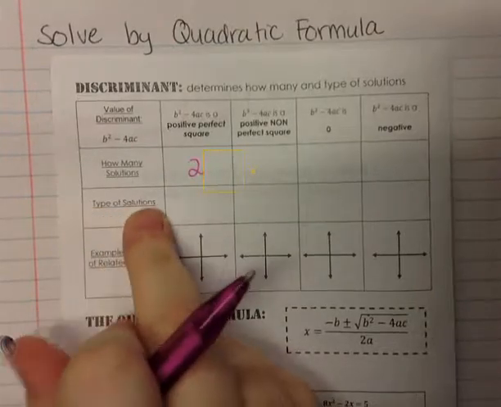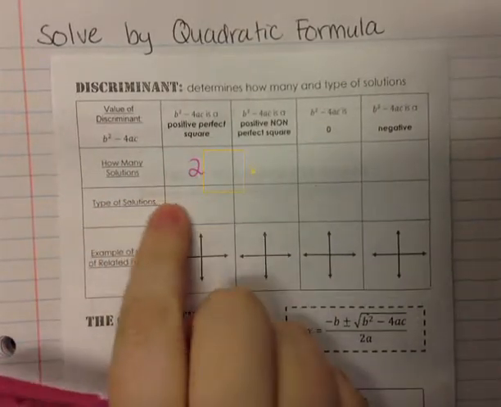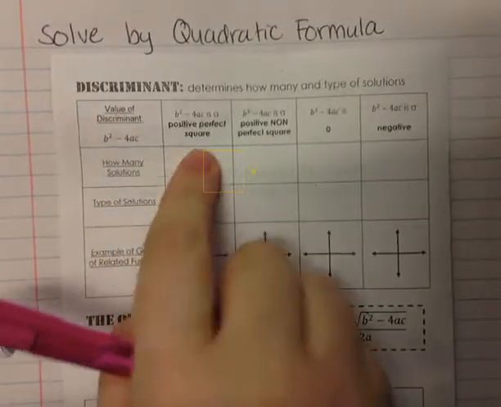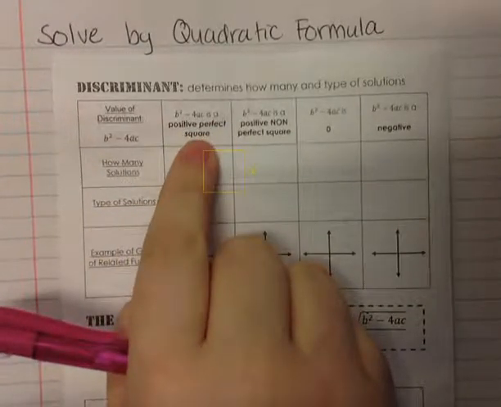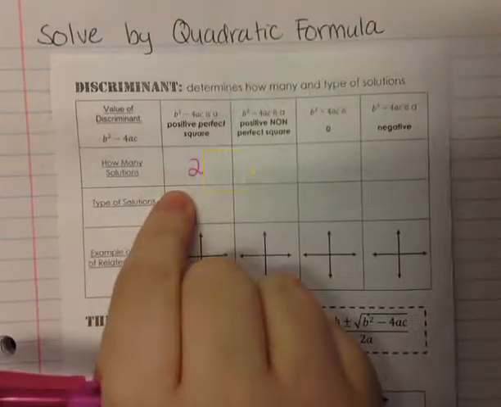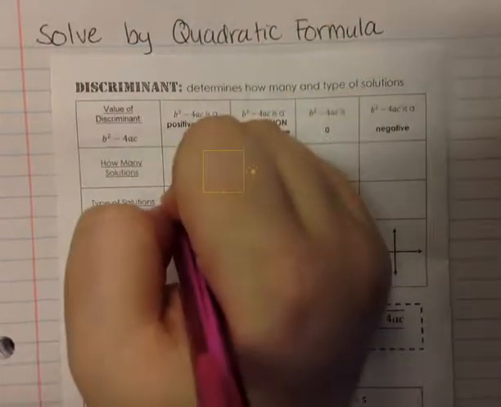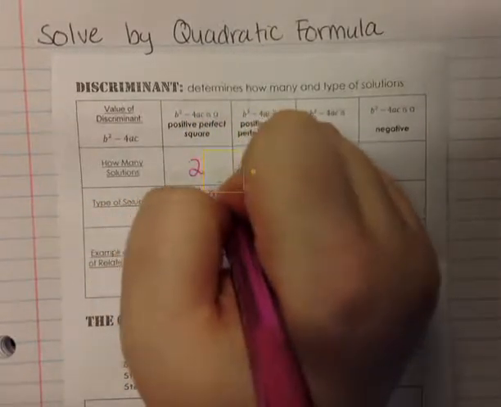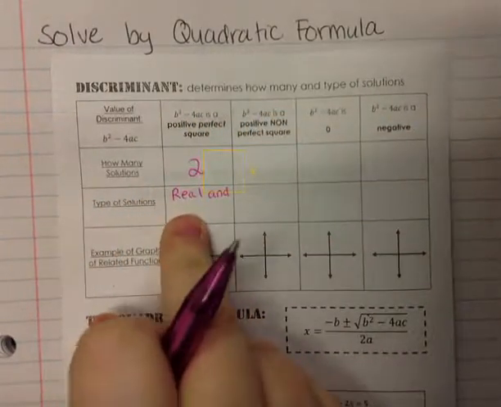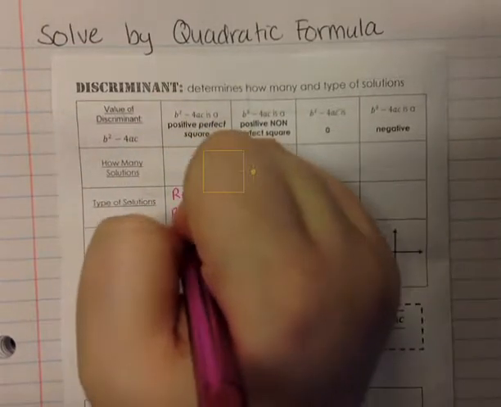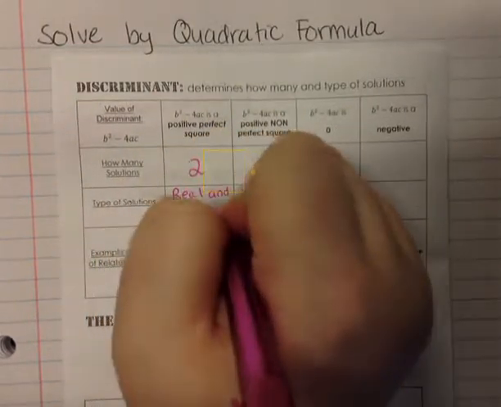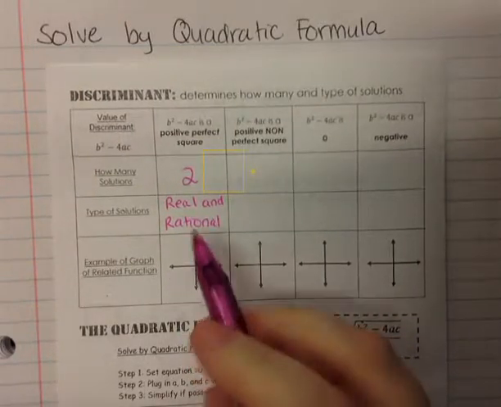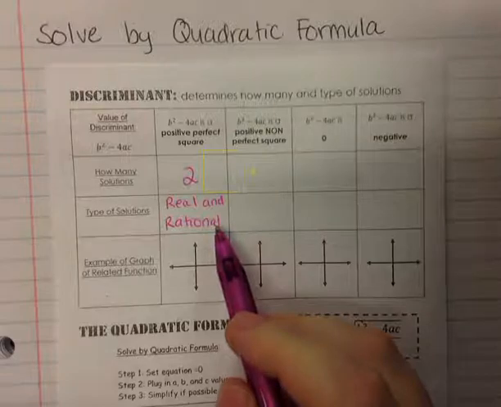Now the type of solutions, there are 2 ways we can describe it, and you need to make sure you understand which 2 ways they are. Because it's going to be a positive perfect square, you will have 2 real answers because you can take the square root of it. And they're going to be rational because the square root of 4 is 2, and the square root of 25 is 5. It won't give you a decimal answer.